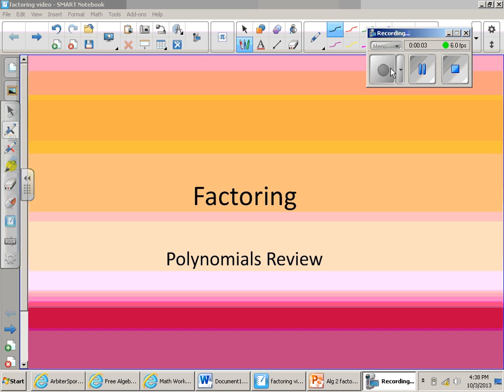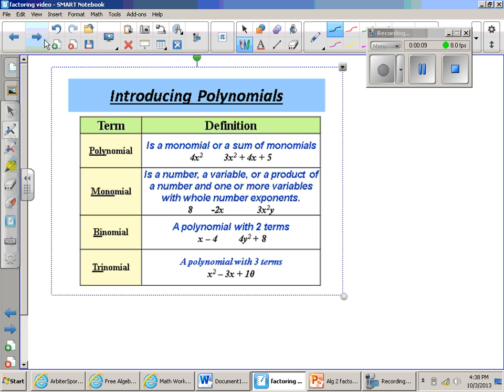Today's lesson is on factors. First, let's do some review from polynomials. Let's look at some definitions. A polynomial is a monomial or sum of monomials. A monomial is a number, a variable, or product of a number and one or more variables with whole number exponents. Binomial, a polynomial with two terms. Trinomial, a polynomial with three terms.